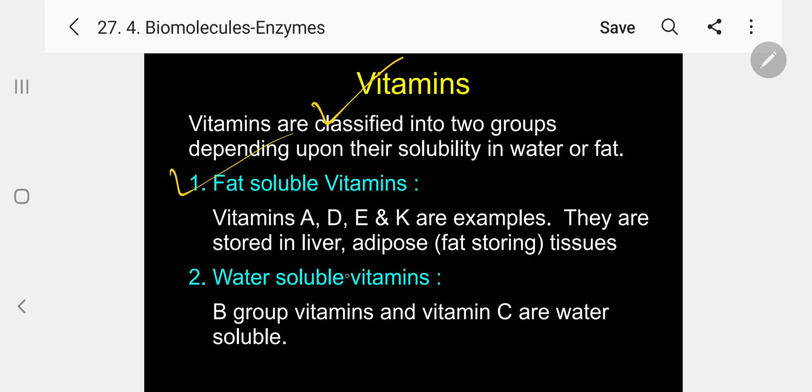Vitamins A, D, E and K are examples of fat-soluble vitamins. They are stored in the liver and adipose tissues. Kindly follow. The second type, water-soluble vitamins: all the B group vitamins, B1, B2, B6, B12, and vitamin C are water soluble. Please follow.